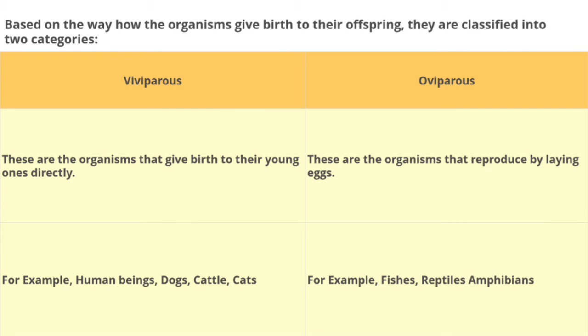Based on the way the organisms give birth to their offspring, they are classified into two categories, that are viviparous and oviparous. Viviparous are the organisms that give birth to their young ones directly, whereas oviparous animals lay eggs. The examples of viviparous animals are human beings, dogs, cattle, and cats. Examples of oviparous animals are fishes, reptiles, and amphibians.